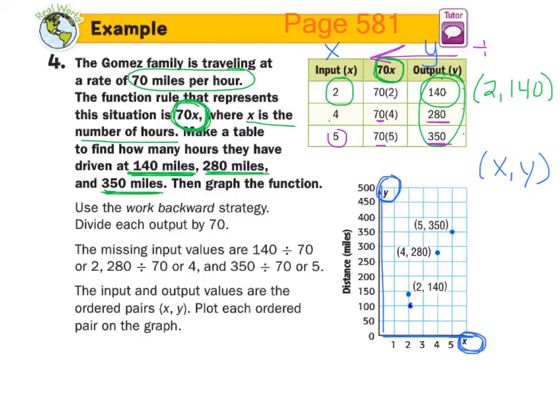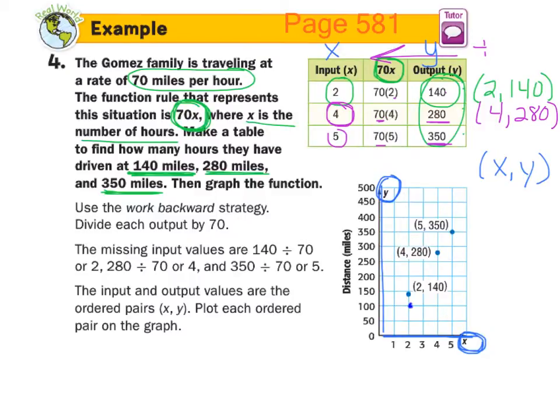So down here you saw them go over to 2 on the x-axis and up to about 140. It's just a little shy of that line, and they put a dot, and that's your first point. For the 4 hours, the 4 represents the x, and the 280 will be your y value. So I'm going to go over to 4 on the x value, and then up to about 280 and place a dot there.